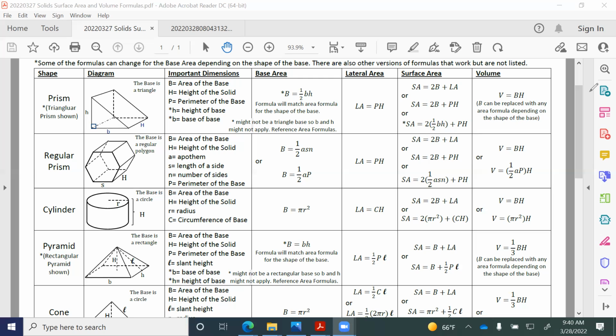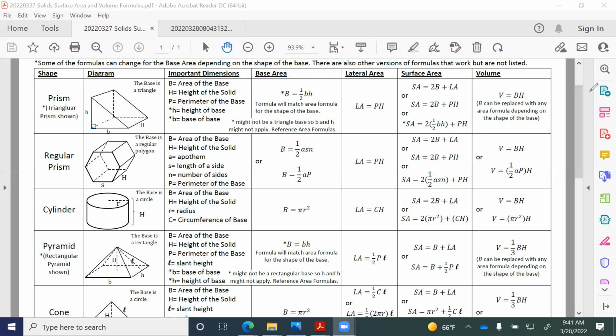Now, for the surface area formulas, I also listed numerous ones. The reason why I did this is because you can use a basic formula a lot of times, like 2 times B plus LA, which is 2 times base area, plus lateral area, and that gives you the entire surface area of the whole figure. Or you can break it down, and for each one of those parts, you can plug in their individual equations and just do it as one whole formula. All right. So you can do it in parts, or you can do it as one long formula. Either way, you should get the same answer.